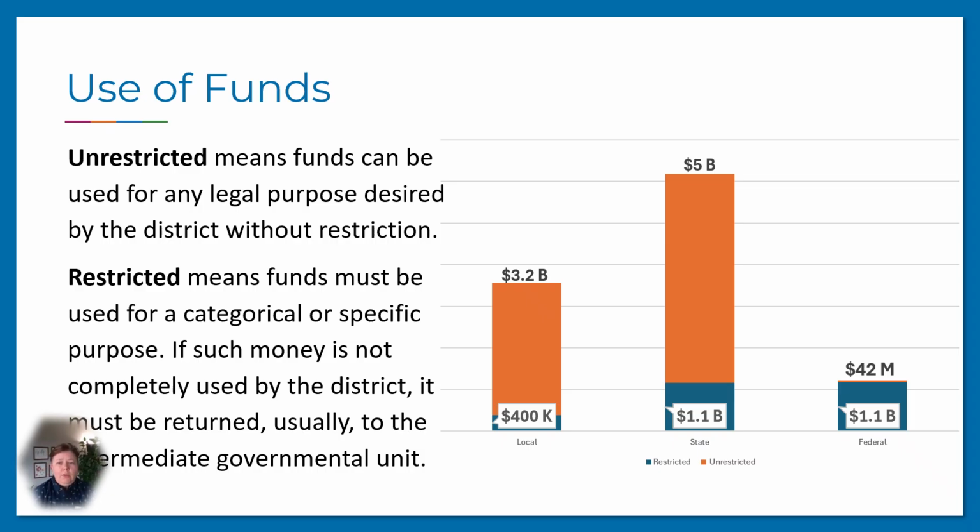Now, when we look at local, state, and federal sources of funding, this chart shows us the orange portion of each bar is unrestricted and the blue portion is restricted. So you can see from local sources of funding, they're almost all unrestricted with just a little bit of restricted funding. For state sources, they are also mostly unrestricted, but there is a little bit more restricted funds there. And then for federal funds, they're the opposite. They're almost all restricted with just a little sliver of unrestricted funds.